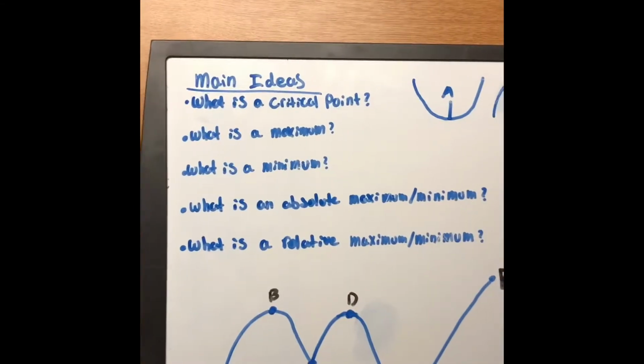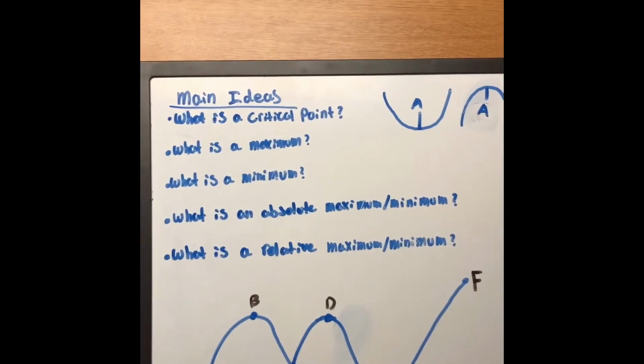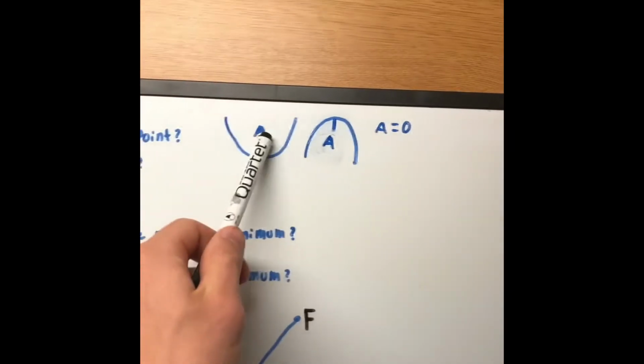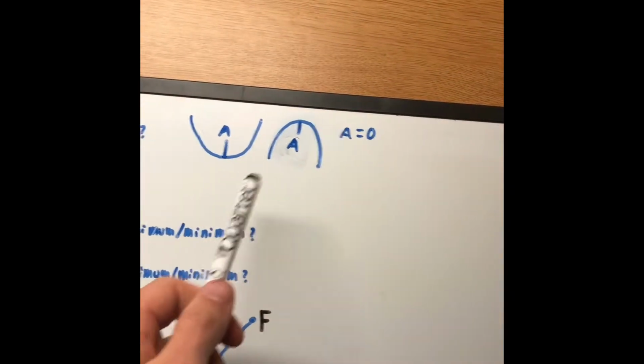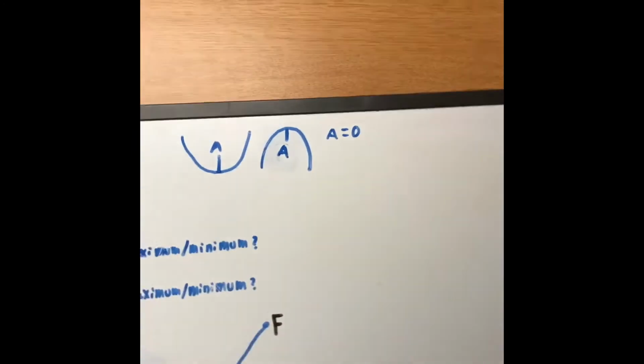I'll be talking about Chapter 5, Section 1, finding critical points such as the maximum and minimum. Some main ideas in Chapter 5, Section 1: what is a critical point? Well, a critical point is when slope is 0, as we can see in these two graphs right here. These slopes are both 0. A critical point can either be a minimum or a maximum.